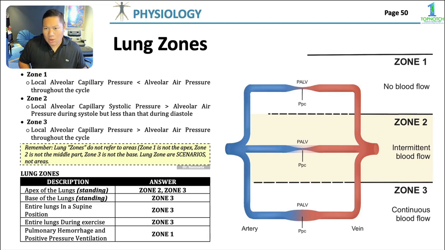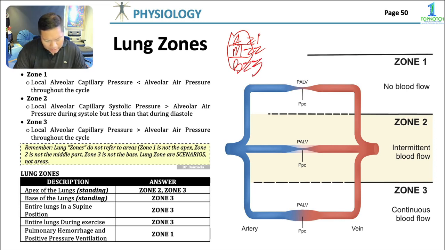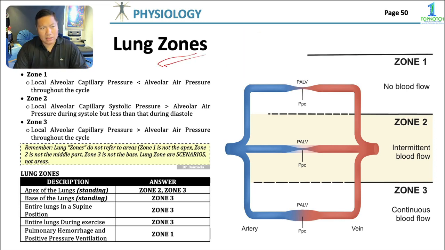Okay? One of the things na problematic sa Physio-BRS is the lung zones. If you read Physio-BRS, you're going to have this misconception na yung apex of the lung is zone 1, yung middle part is zone 2, yung base part is zone 3. No, it's not. The lung zones there is not an actual zone or an actual area. It's a scenario. Okay? Ano yung scenario doon? Ano yung ibig sabihin?